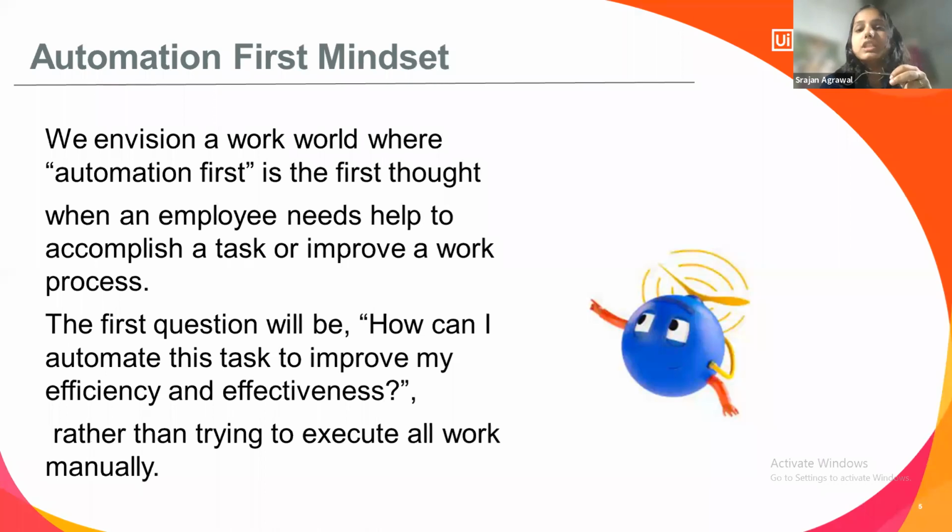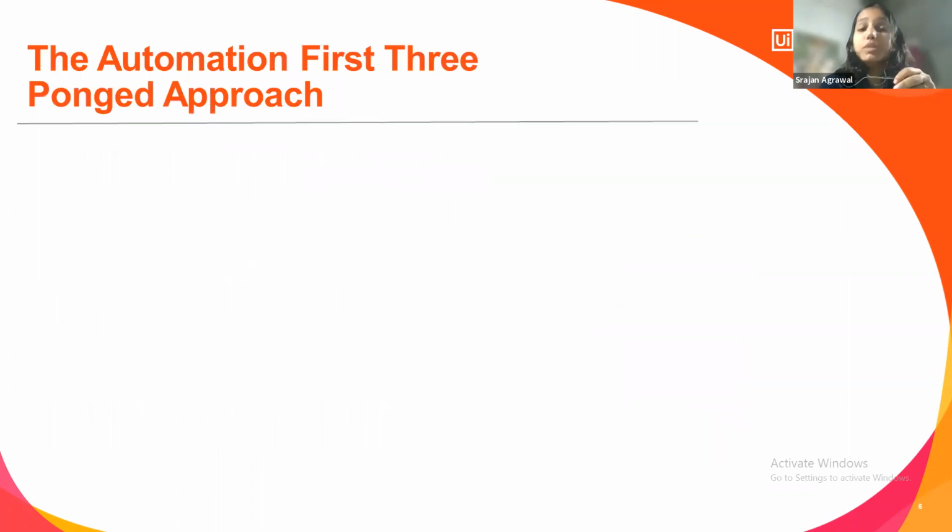So मतलब अगर हम automation सीख रहे हैं, so मतलब हम क्यों सीख रहे हैं? तो अगर हमारे पास कोई काम है, if you are just doing that work manually, then there is no need to learn automation. So अगर आपके पास कोई काम है, then you should have that much clear understanding कि आपको वो काम कैसे automate कर सकते हैं, right? So this is all about the automation first mindset and the automation first three-pronged approach.